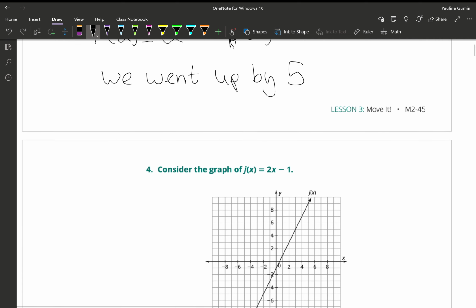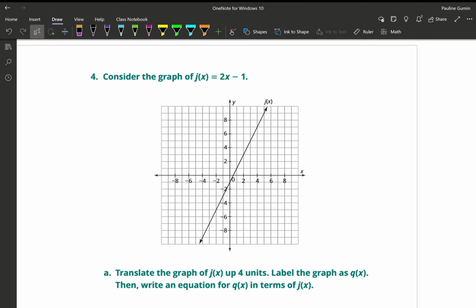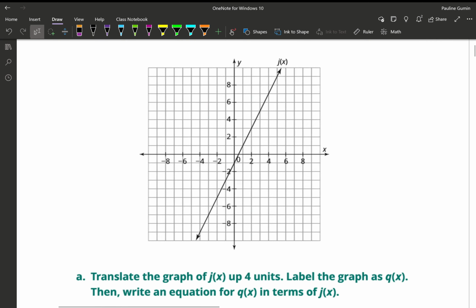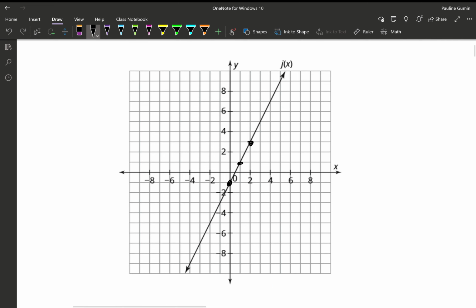Onwards we go. Number 4, consider this graph. I have considered it. Translate the graph up 4 units, and let's write an equation for it. Okay, so first I'm going to zoom in and find some nice points to use. This one is at a perfect corner, and so is this one. I'll use the y-intercept as well. Really, all you need are 2 points to graph a line, but if we have 3 nice ones, let's use the 3 nice ones. Okay, so it said up 4, let's do it.